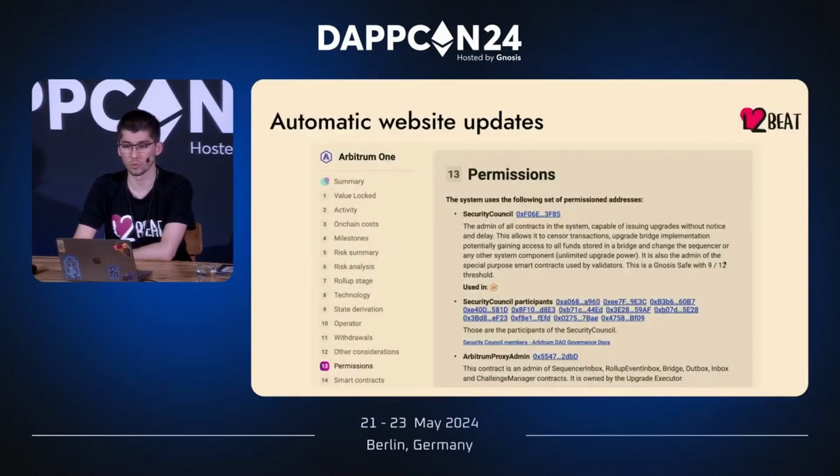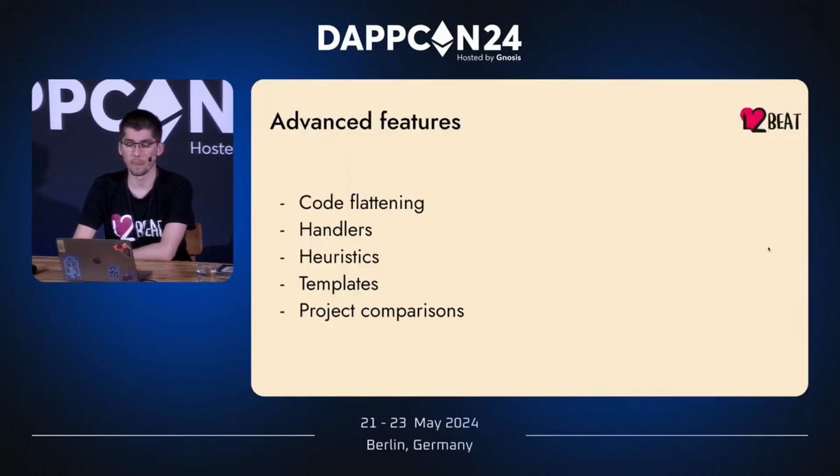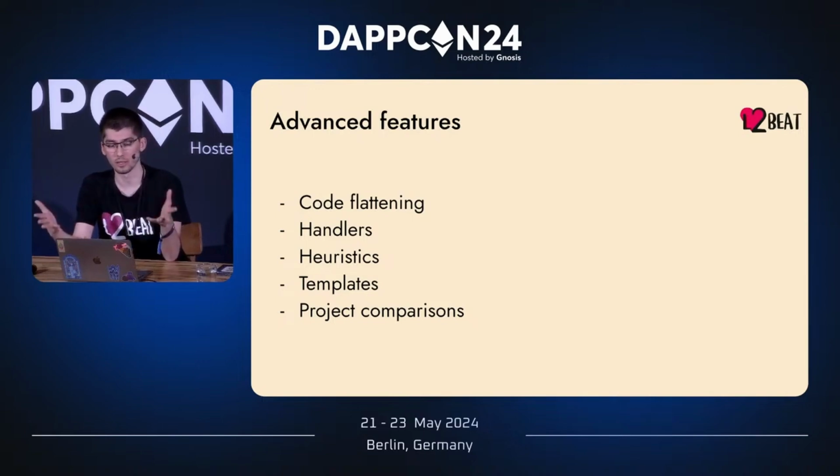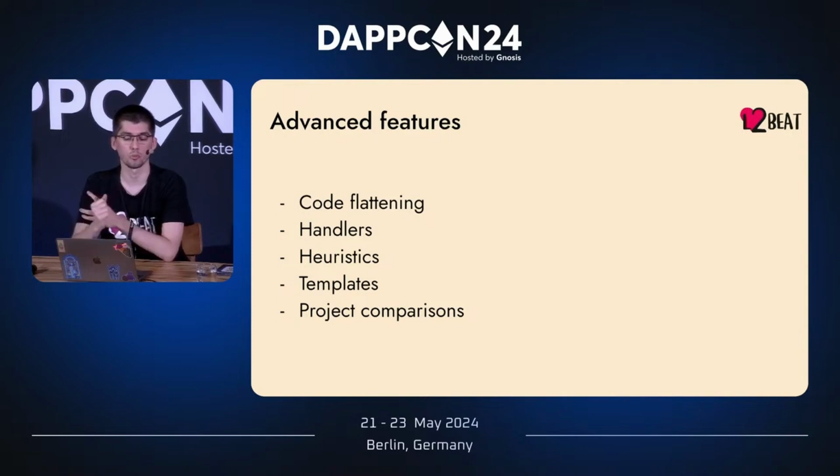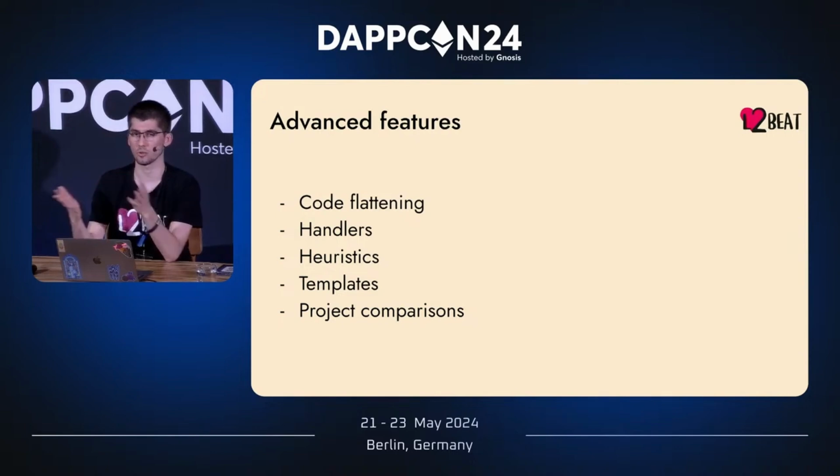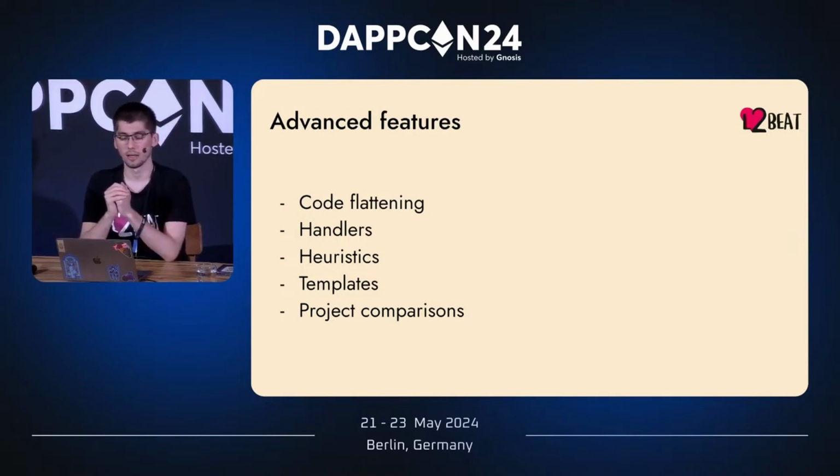So coming back to the presentation, we have some advanced features built into this entire tooling. Like I showed you code flattening, I showed you handlers, I showed you project comparisons. I haven't showed you, but I'll talk about the heuristics and templates. So you might think, okay, that's all well and good, but I have to create config files for all of the projects, and I kind of have to repeat the research. What if the projects are similar? And this is what we actually find, that a lot of projects are reusing the same patterns, the same things. So this is where heuristics and templates come in.